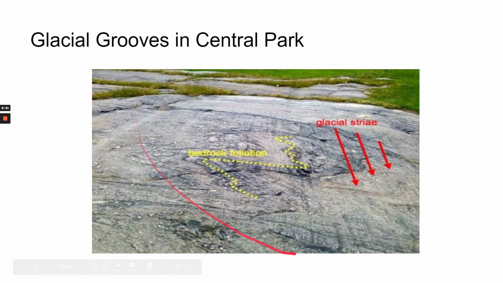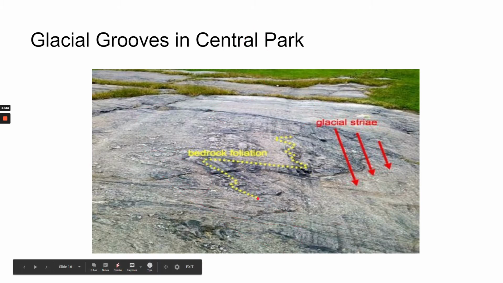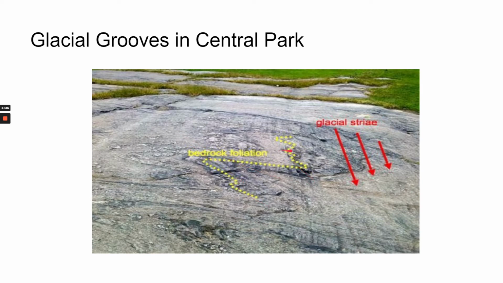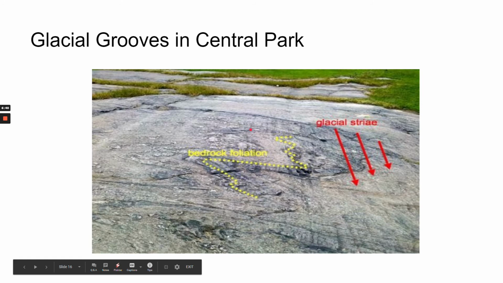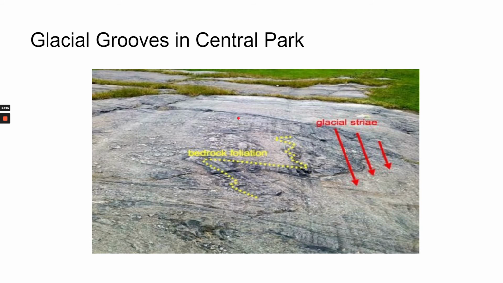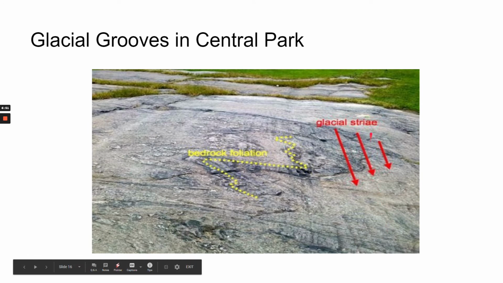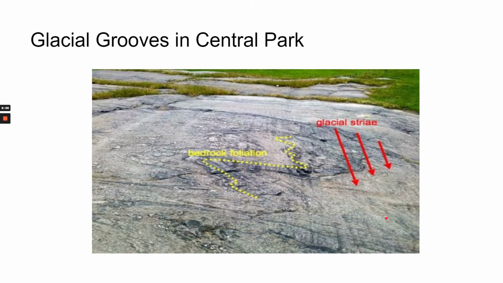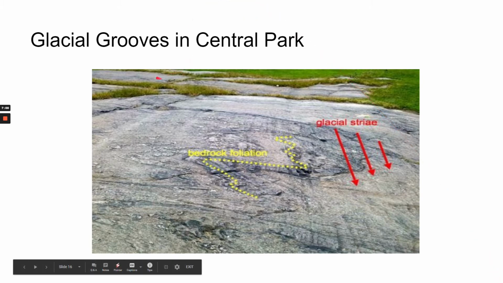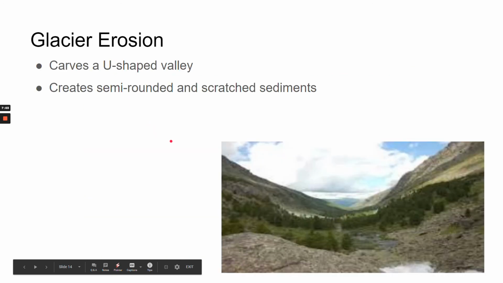So here we have a rock from Central Park. It's a metamorphic rock. I know that because it has foliation, so it's twisted and a little bit deformed. It also contains glacial striae, meaning marks from glaciers, from those pebbles and other things scraping along. And if you look at the direction the striations are going, and then you can also figure out which direction downhill is, you can figure out how the glacier was moving.